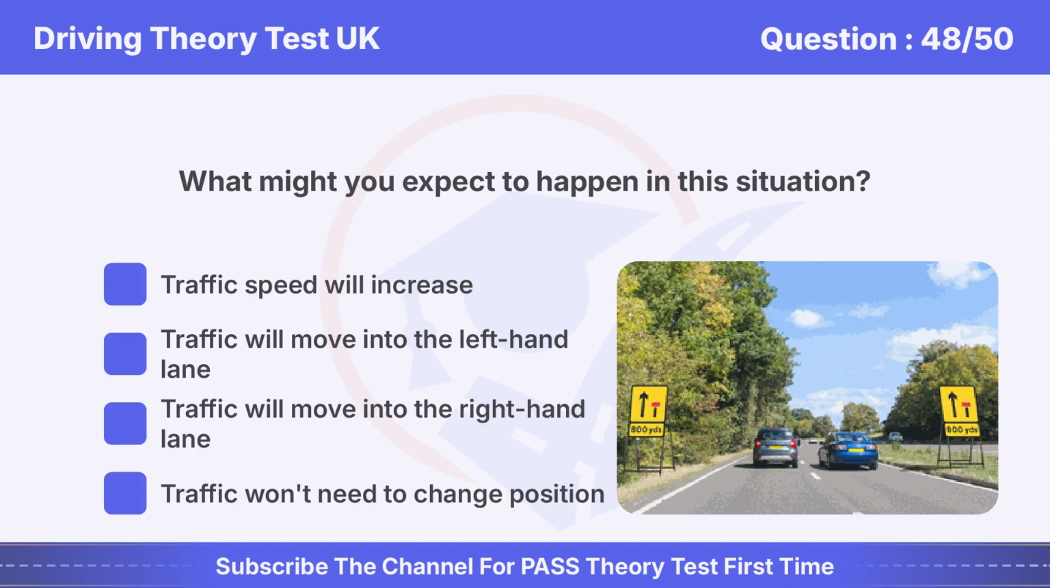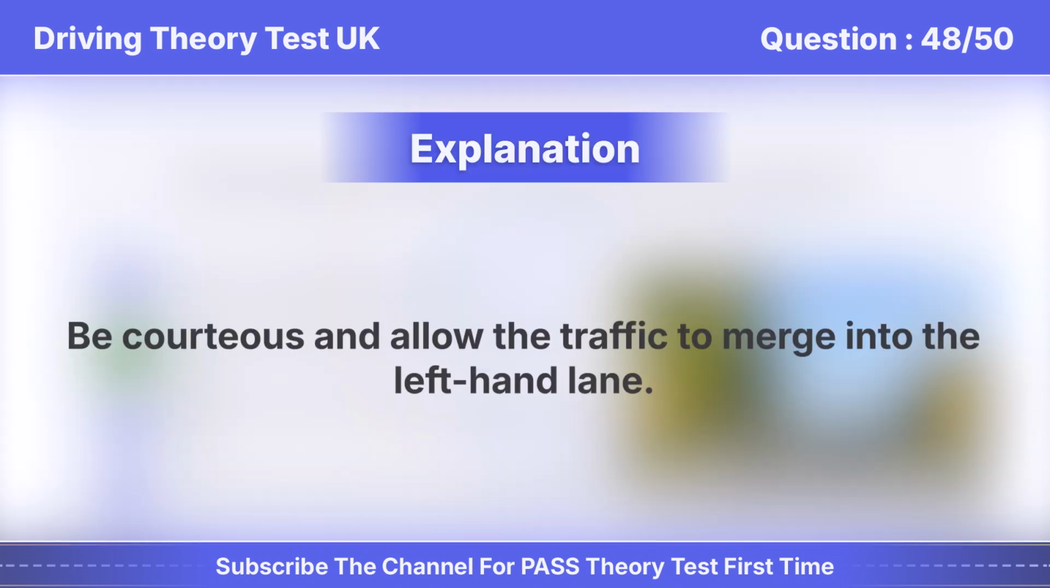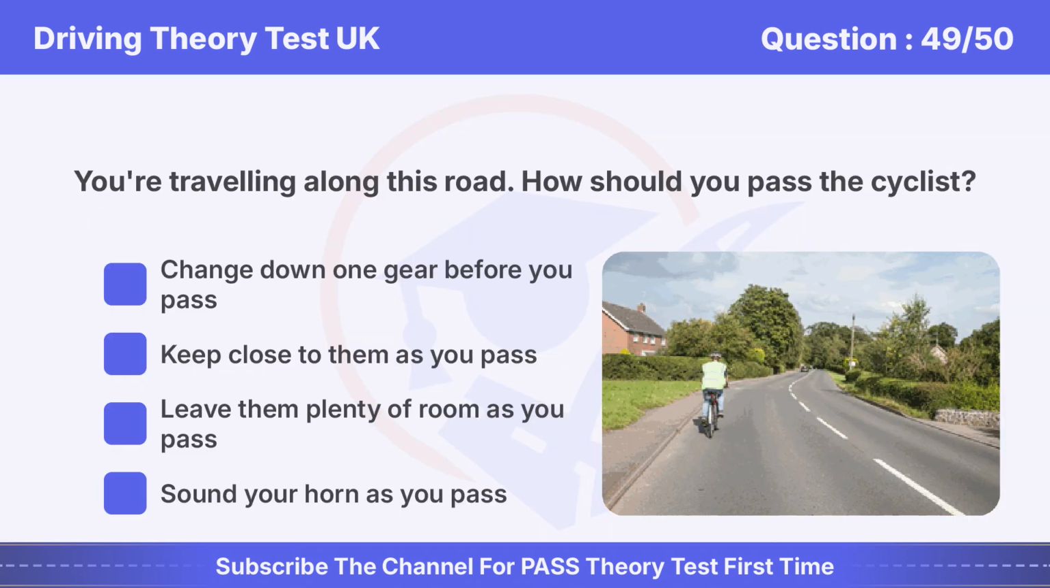Question 48. What might you expect to happen in this situation? Answer is B. Traffic will move into the left-hand lane. Be courteous and allow the traffic to merge into the left-hand lane. Question 49. You're traveling along this road. How should you pass the cyclist?